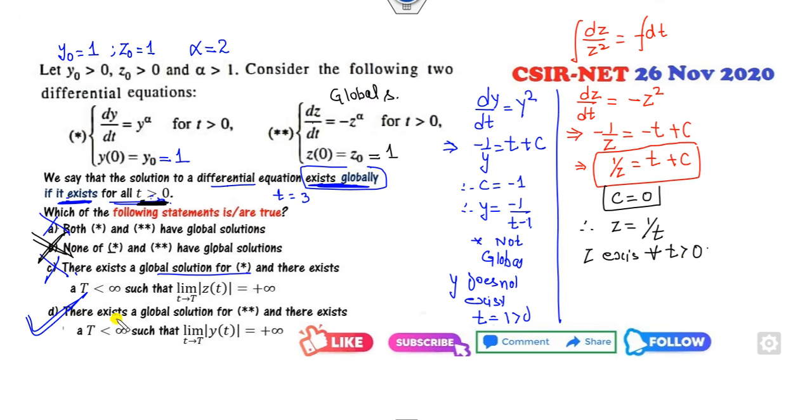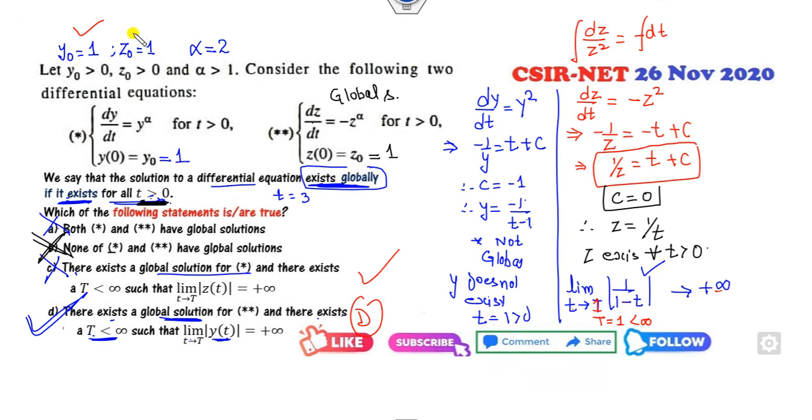But anyhow we will see that there exists a global solution, yes, and there exists a capital T such that limit of small t belongs to the capital T y. Y is my first solution. That means I have to return this number. Fine. It goes to plus infinity. So does there exist a capital T? Yes. I can choose the capital T as 1, which is finite. So when you choose capital T goes to 1, it goes to plus infinity. Yes, this is my correct answer of the problem. You can simply choose the smallest number and get your answer in a very simple manner.